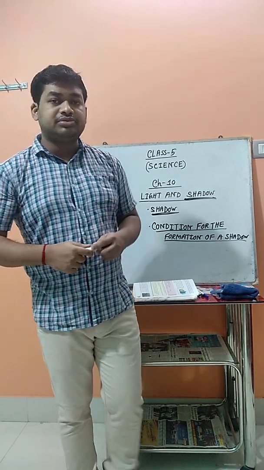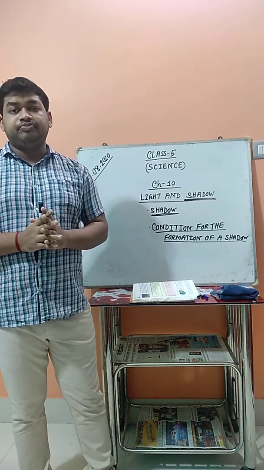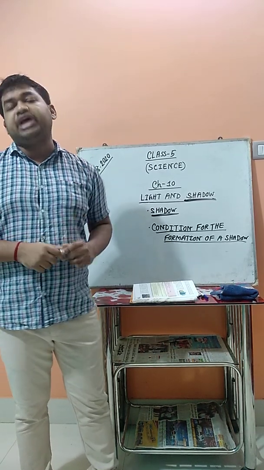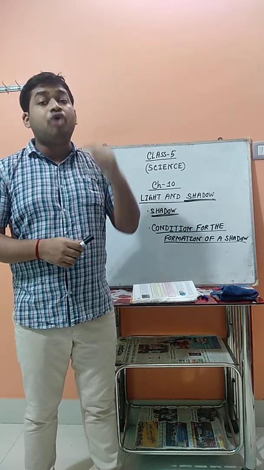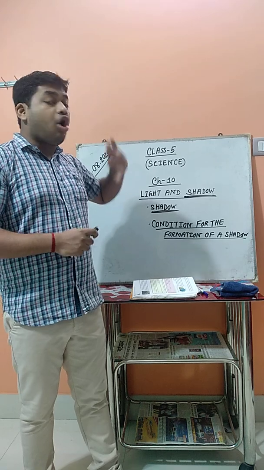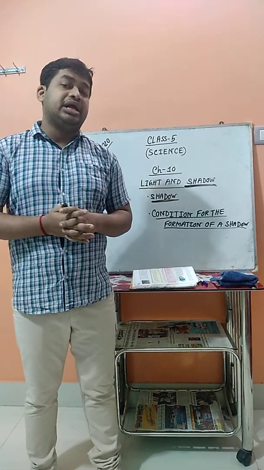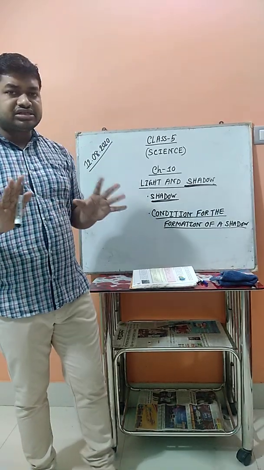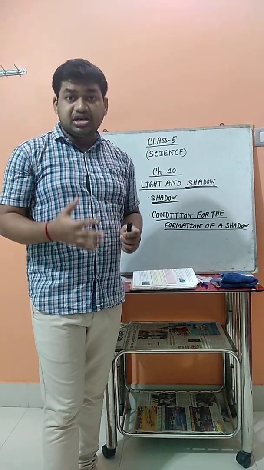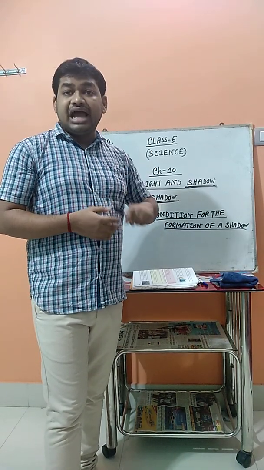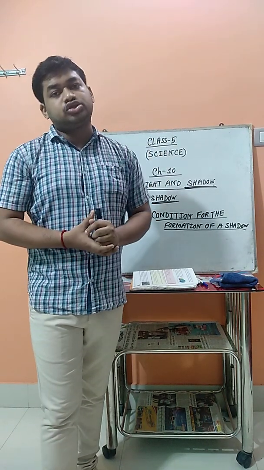So what is the definition of shadow? When the source of light is obstructed by an opaque object, it forms an image on the opposite side of the source of light. That image is known as the shadow. Do you understand the definition of shadow? When light from a source is obstructed by an opaque object, the object's shadow is formed in the opposite direction of the source of light.